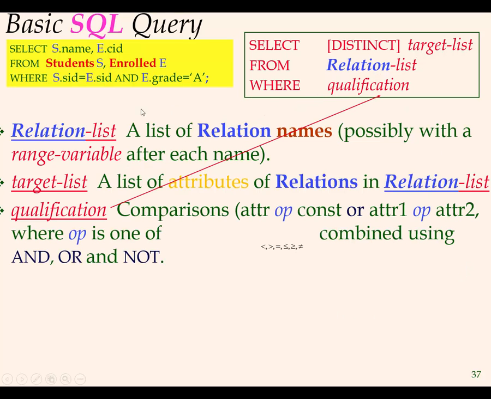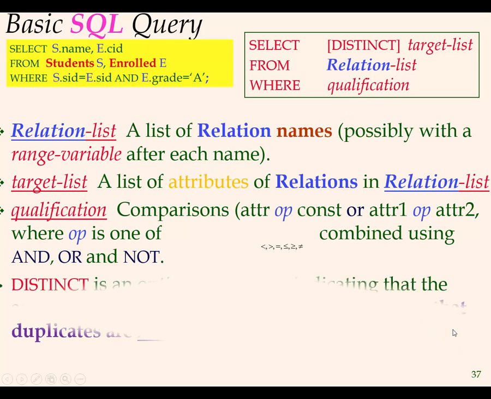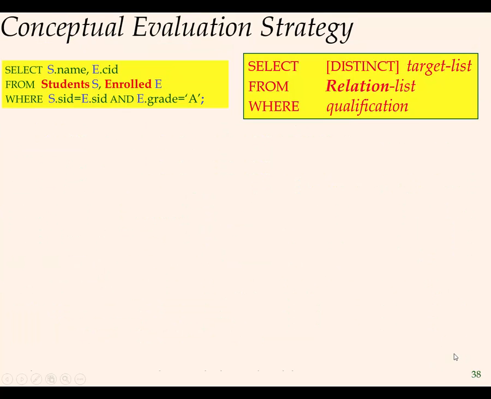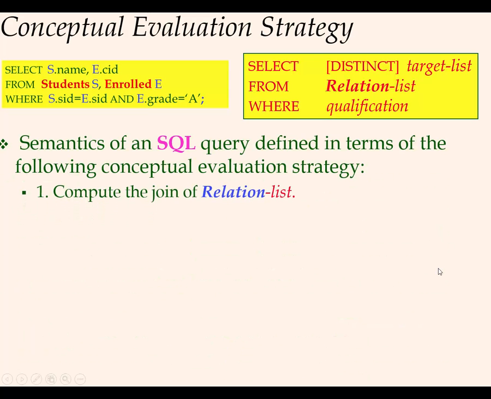The qualification, like this example right there, will actually eliminate some of the tuples from the two relations. You can use the keyword distinct to remove the duplicates. The default is not to eliminate the duplicates. Now, let's see what happens when I actually try to evaluate this. Again, this is a very fourth generation language. There are two for loops that actually will allow you to do that.